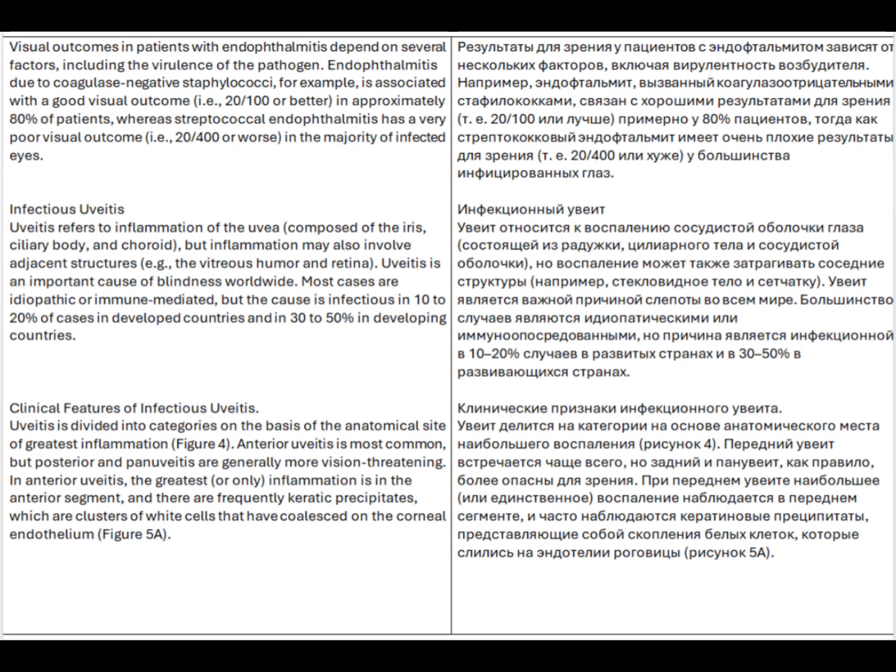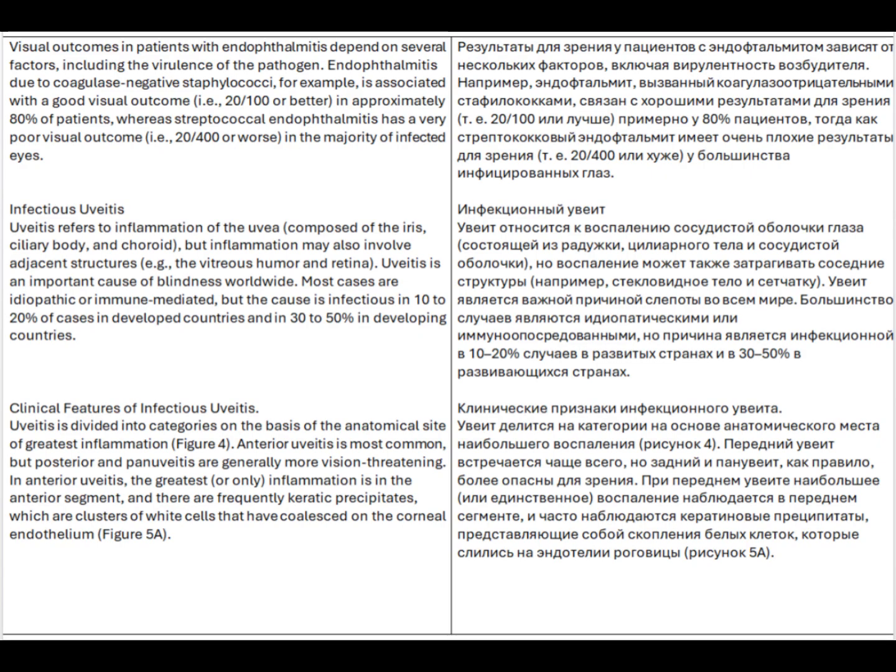Endophthalmitis due to coagulase-negative staphylococci, for example, is associated with a good visual outcome, i.e., 20/100 or better, in approximately 80% of patients, whereas streptococcal endophthalmitis has a very poor visual outcome, i.e., 20/400 or worse, in the majority of infected eyes.